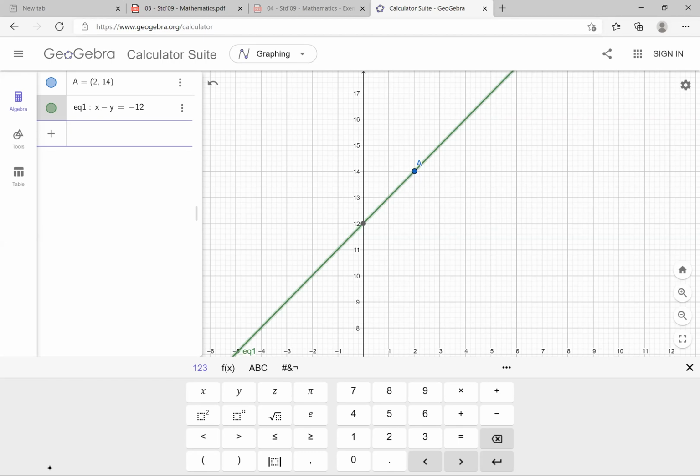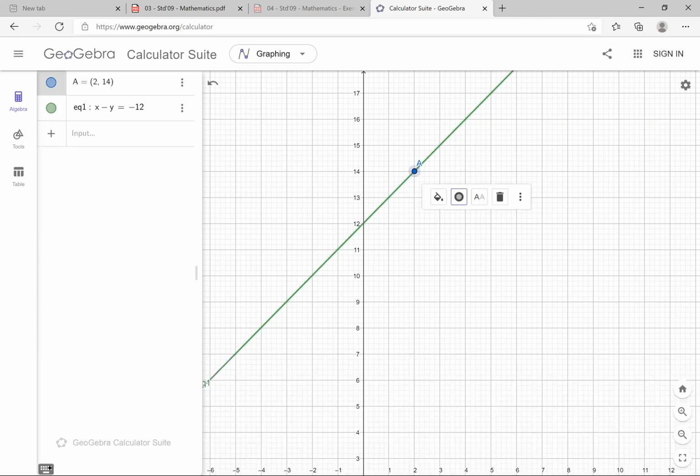Okay. Now, Miraj, I'm going to ask you this question. How many lines do you think are there that can pass through this point A? How many lines do you think can pass through this point?